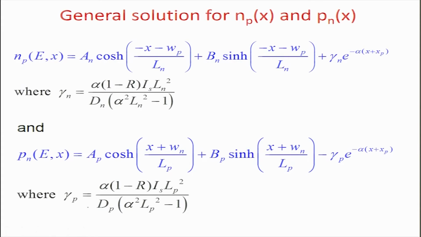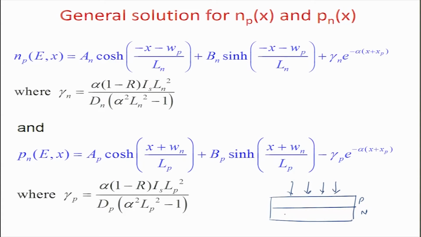Now, this gamma p is alright, I think, because it is coming from the generation term. So you assume that you have a junction like this. So this is P, this is N, and the radiation comes like this.